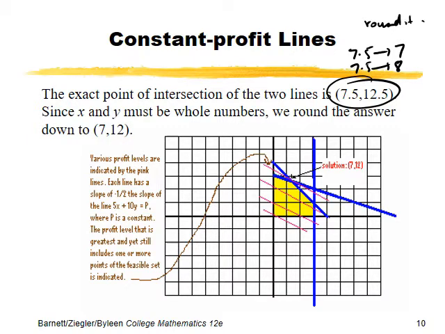We round it down. Why do we round it down? So that we stay within the feasible region, and do not go outside the feasible region. If we make it 8 and 13, we will move outside the feasible region.